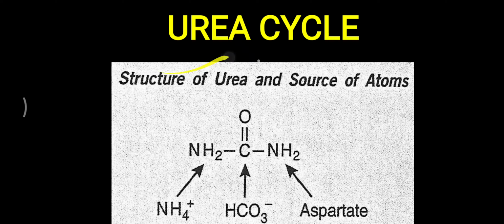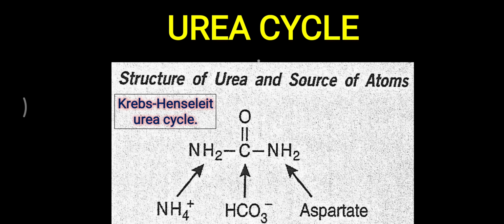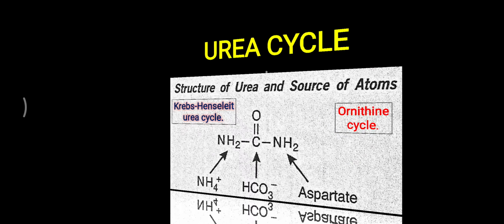This urea cycle is also called the Krebs-Henseleit urea cycle, because it was explained by the medical student Henseleit with the help of Sir Krebs. You have to remember this name, because sometimes in exams it is asked as the Krebs-Henseleit cycle. Don't confuse the Krebs cycle, which is the TCA cycle, with the Krebs-Henseleit cycle, which is the urea cycle. The urea cycle is also called the ornithine cycle, because it starts with ornithine. At the end of the whole urea cycle we also get this ornithine molecule back. Now we will look at the urea cycle in detail.